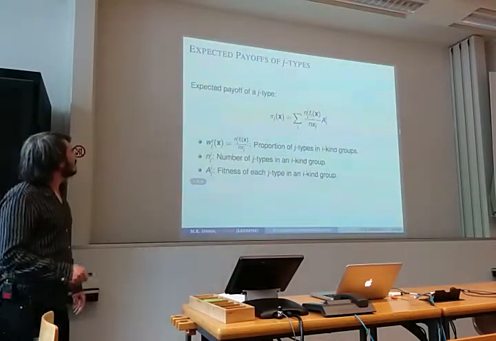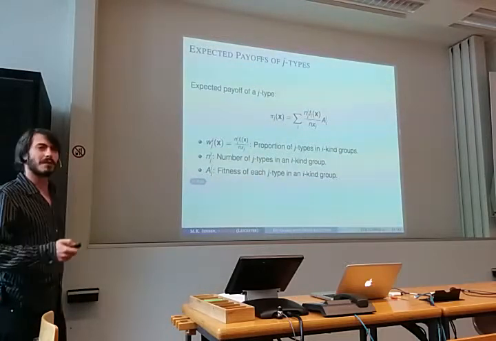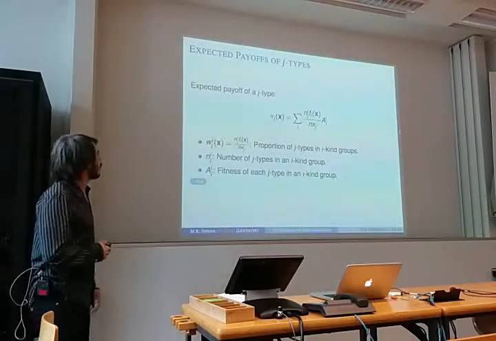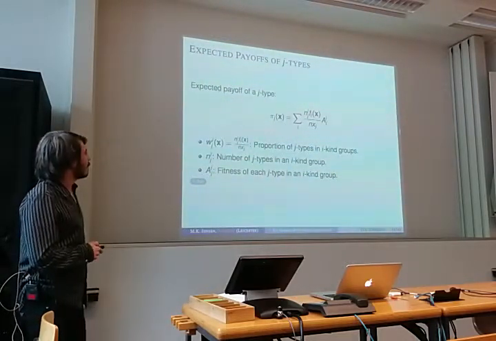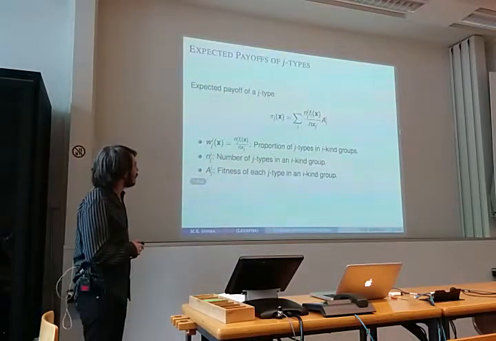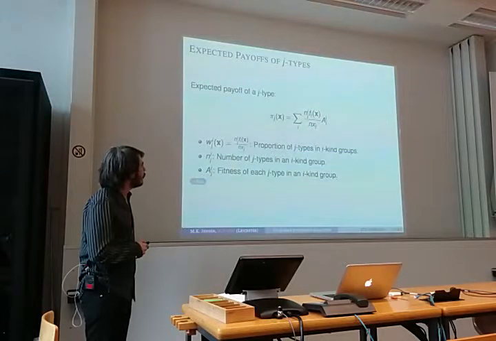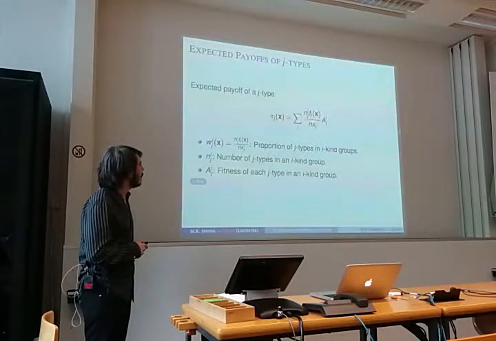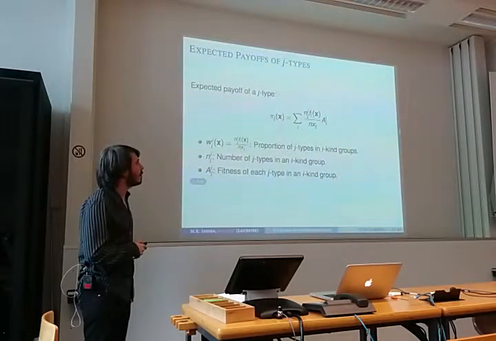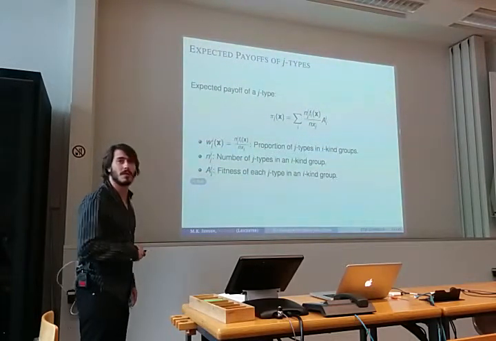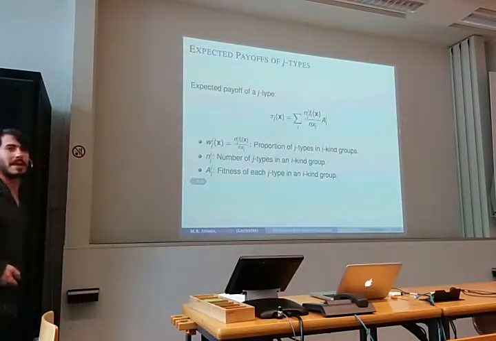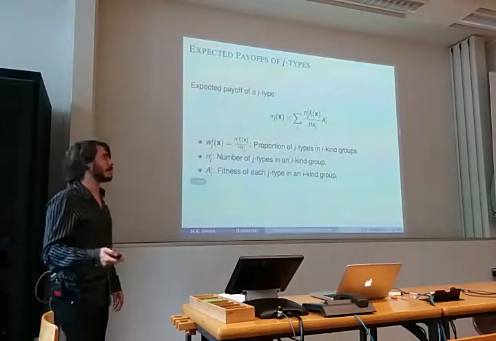Yeah. So, think of an agent that follows strategy J. This is the proportion of J individuals that are found in I-type groups, and this is the payoff they get. So if you sum over them for all groups that they're in, you will get the expected payoff, the expected fitness.